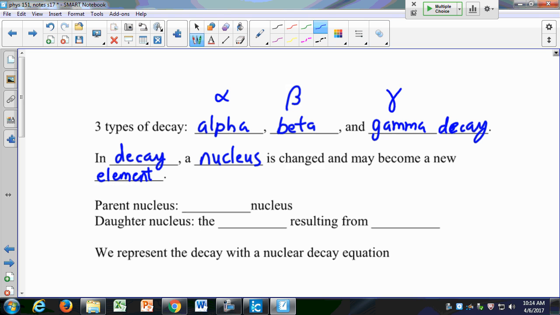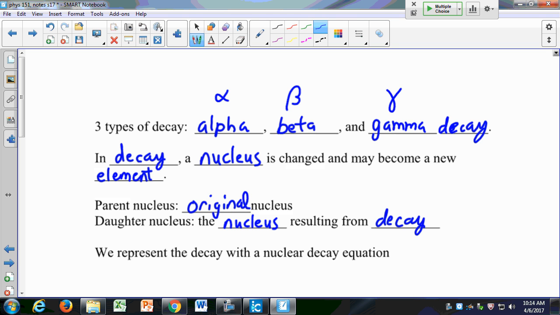And the parent nucleus is the original nucleus, because I'm going from one type of element to another. The parent is the original one, and then the daughter nucleus is the nucleus that results from the decay. They don't have to be a different element. In fact, we'll see some where they're not, where all we're doing is emitting a gamma ray, but it changes your energy state.